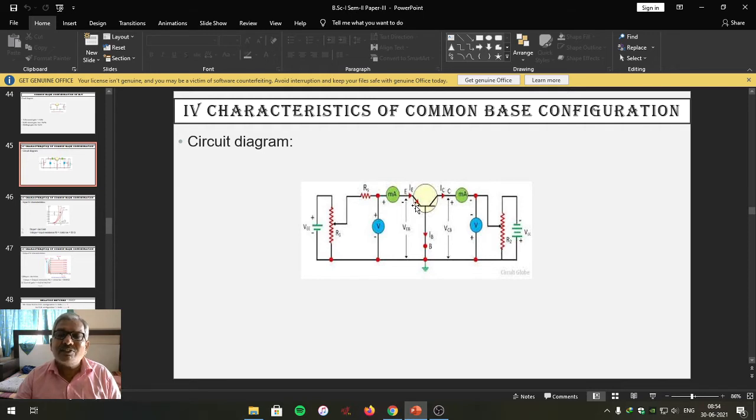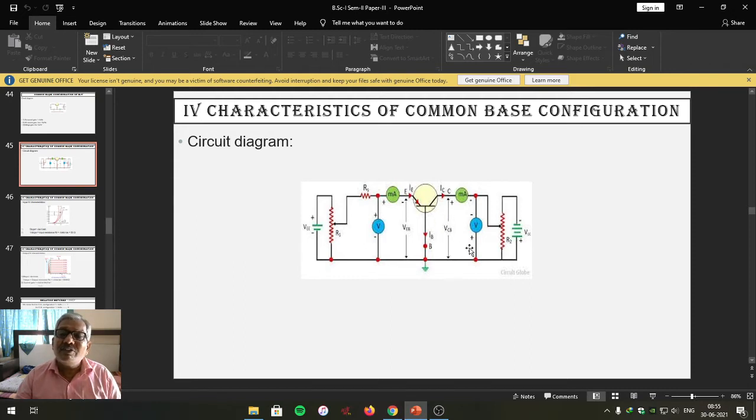It is biased so that the emitter base junction is forward biased by means of a battery VEE. How is it forward biased? Look here. The positive terminal of the battery is connected to the emitter, and the emitter is P type. This is called forward biasing. We studied forward and reverse biasing in the second topic, namely the PN junction diode.